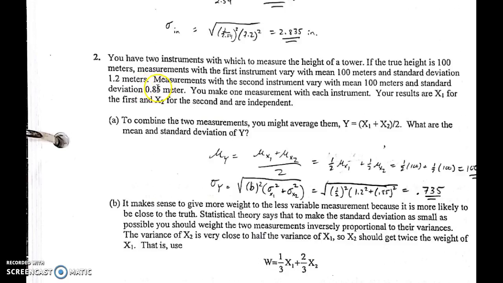So if this variance is half as big as this one, we need to weight this twice as much as this one. So if you're weighting this twice as much and this one time, 1 plus 2 gives you 3. So the second measurement is 2/3 of the weight and the first measurement is 1/3. So you can see 2/3 is twice as big as 1/3. So we're giving this twice the weight of this because this variance for x2 was half as big as the variance from x1.